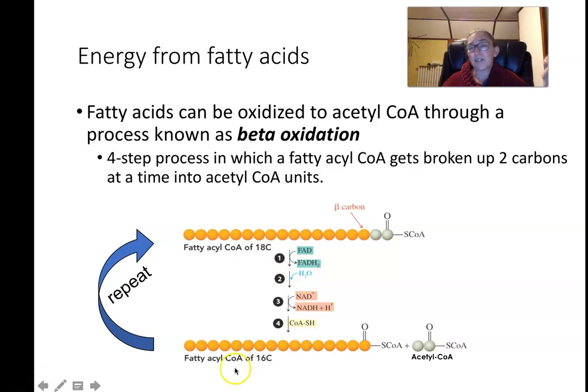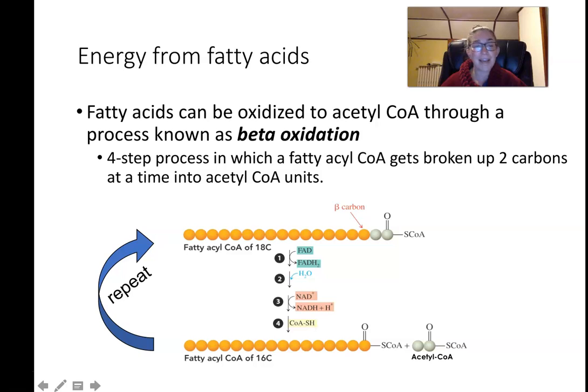It's only 4 steps, and a fatty acid has to go through it repeatedly. So a glucose molecule goes through 1 round of glycolysis to get broken up into 2 pyruvate molecules, but a single fatty acid that has 18 carbons is actually going to go through 9 rounds of beta oxidation to make 9 acetyl-CoA molecules. So that's why fatty acids are worth so much energy.